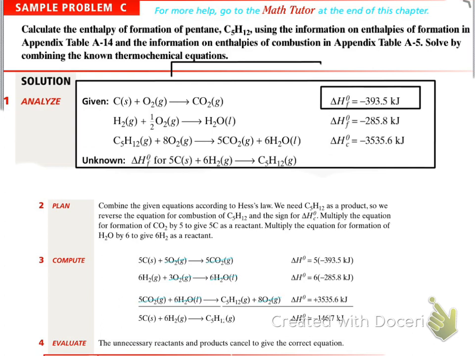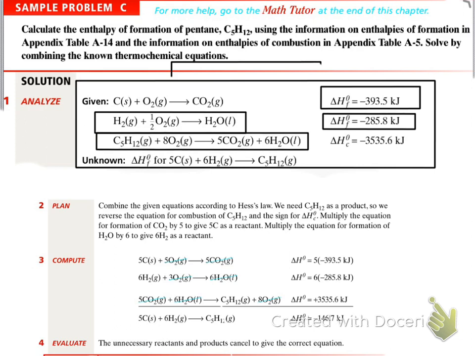In order to form water, we've already done this one, hydrogen gas plus half a mole of oxygen gas gets us 1 mole of liquid water, and it is exothermic, with a negative 285.8 kilojoule release. And then finally, this last one here is the actual combustion of, in this case, pentane. For every 1 mole of pentane, I need 8 moles of oxygen, and 5 moles of carbon dioxide plus 6 moles of water are produced.